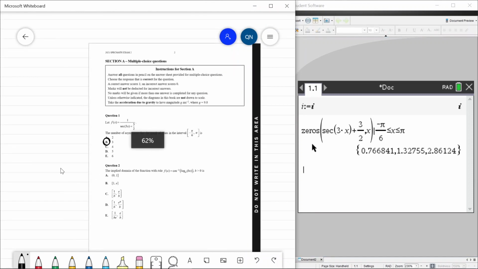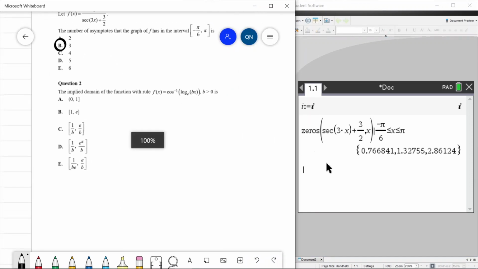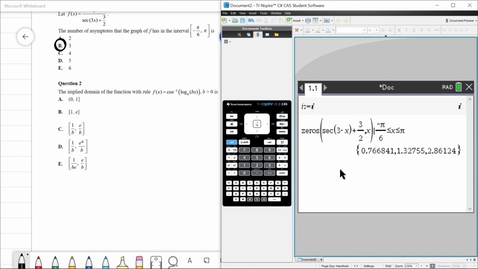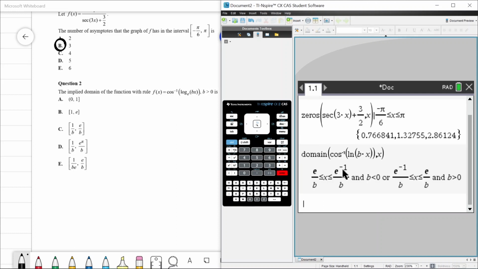Question 2, the implied domain of the function, this inverse cos of log. That's pretty easy. You just type in domain on the CAS. That gives you the maximal domain. So we type cos inverse of the natural log ln of b times x. Remember that multiplication sign, otherwise bx is treated like one variable. And then comma x.